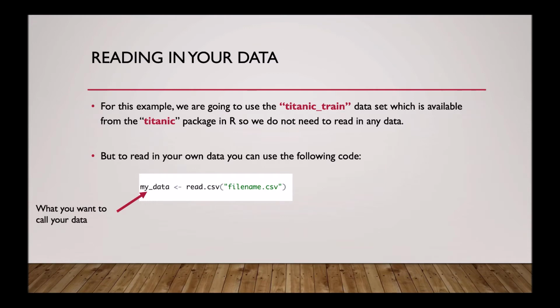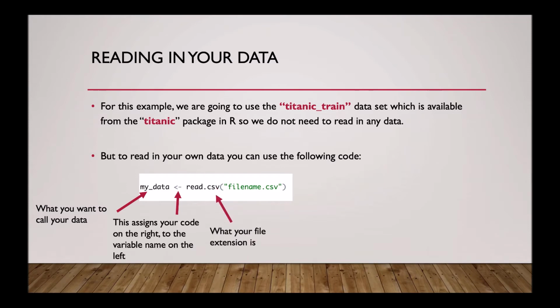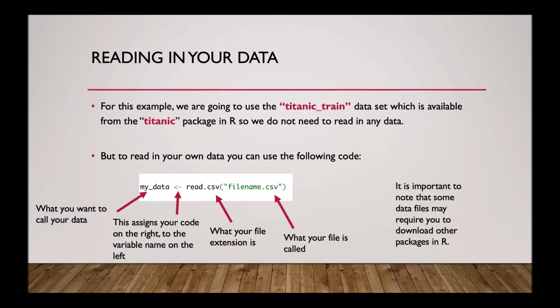My data is the variable name of what you want to call your data. Then the arrow assigns your code on the right to the variable name on the left. Then you want to tell R what type of file to read in. And finally, you need to tell R what your data file is called. It's important to note that some data files may require you to download other packages in R.